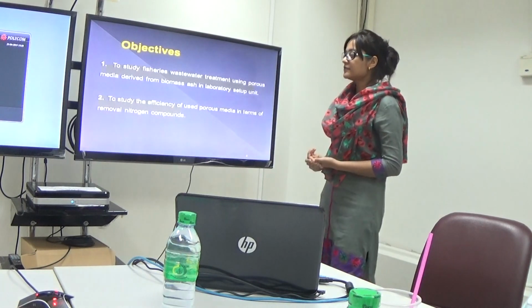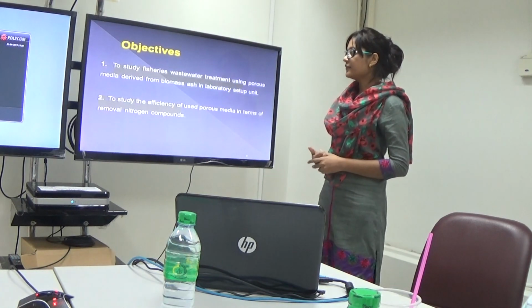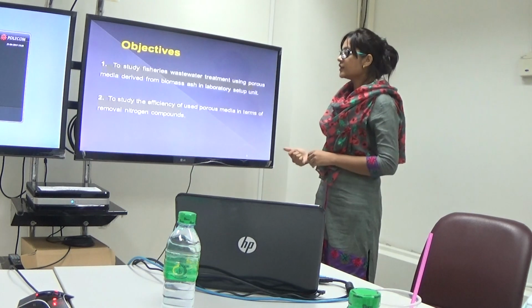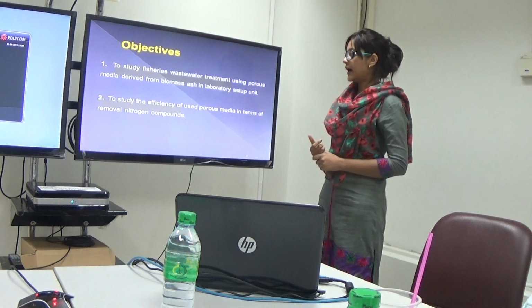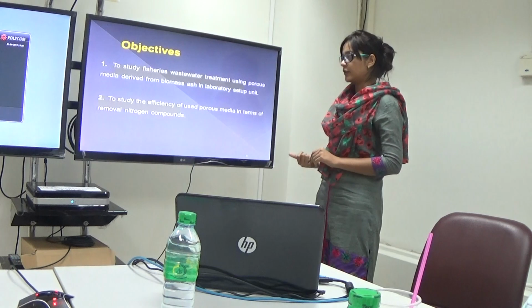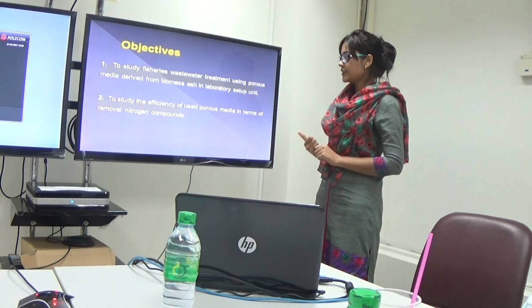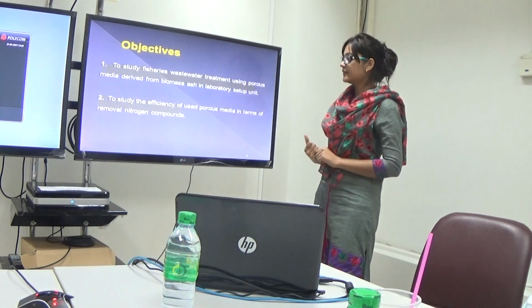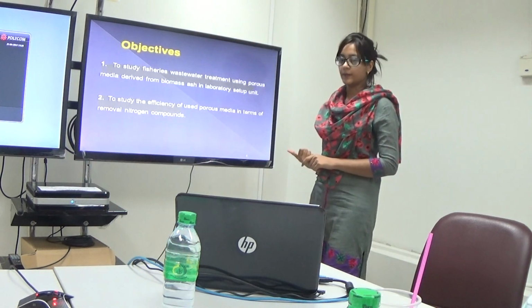So the main objectives of our work are to study fishery wastewater treatment using porous media derived from biomass ash in a laboratory setup unit, and to study the efficiency of the porous media in terms of nitrogen compound removal.